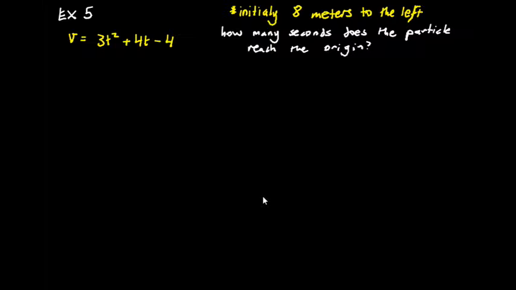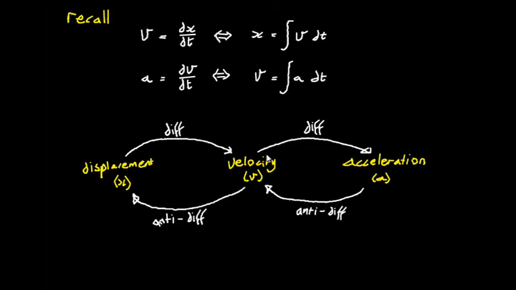So starting off with a question, we've got worked example 5. We've got a particle moving in a straight line, and its velocity is given by the equation here, 3t squared plus 4t take 4. Initially the particle is 8 meters to the left from the fixed origin, and we want to work out how many seconds it takes for the particle to reach the origin. So we're looking for displacement, we're given our velocity. As I said before, we're given velocity, we want to find this, so we need to find the antiderivative.